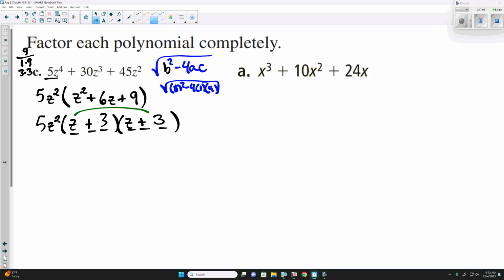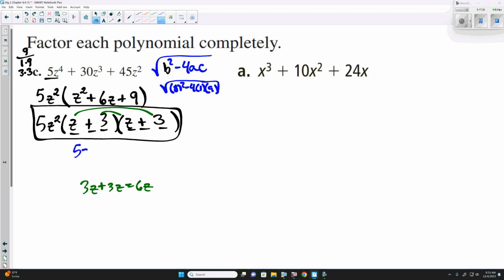And we can check this here just to make sure. Z times 3 is 3z. 3 times z is 3z, giving us 6z. Positive 6z. Is that the middle term we wanted? Yes. So that's our answer. Now, if we wanted to, we could simplify it a little bit.